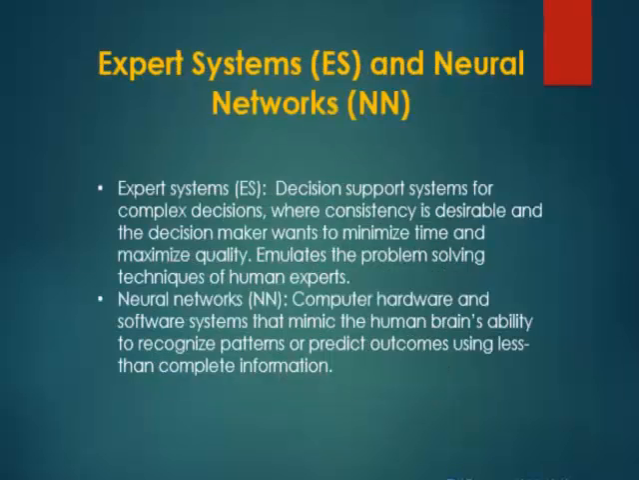Expert systems and neural networks. Expert systems are decision support systems for complex decisions where consistency is desirable and the decision maker wants to minimize time and maximize quality. Such systems emulate the problem-solving techniques of human experts. Neural networks, on the other hand, are computer hardware and software systems that mimic the human brain's ability to recognize patterns or predict outcomes using less than complete information.